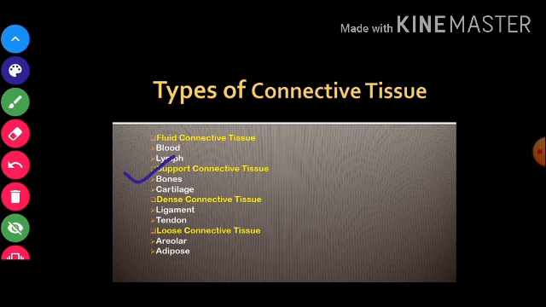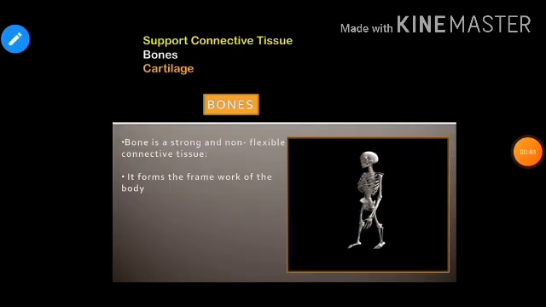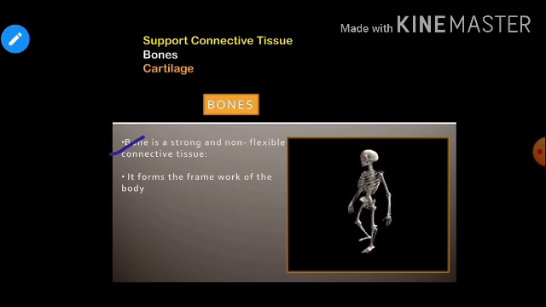So first we will discuss bones. So children, talking about bones, bone is a strong and non-flexible connective tissue. So in case of bone, the strength is more but the flexibility is less. So we will see what the structure of bone is which makes it less flexible but more strong. So we will discuss that. Another important thing about bone is that it forms the framework of the body.